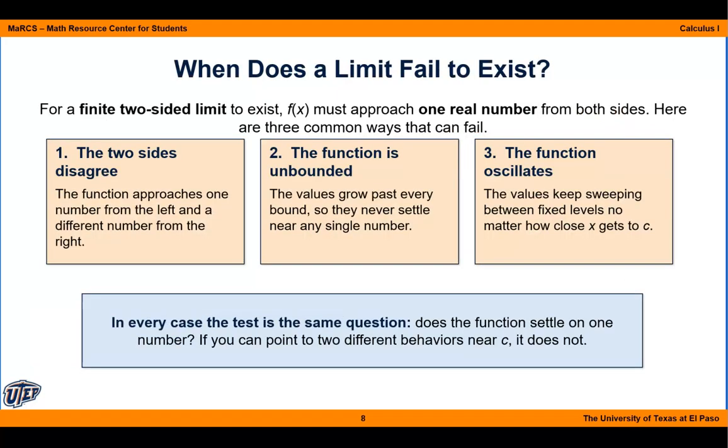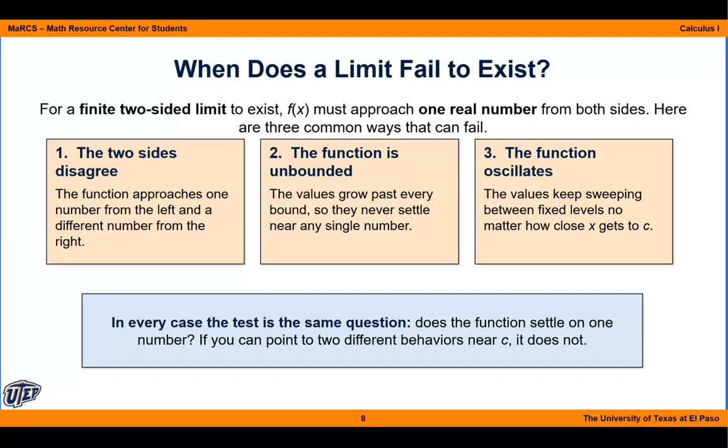For a finite two-sided limit to exist, the function must approach one real number from both sides. There are 3 common ways this can fail. First, the 2 sides may disagree. The function may approach one number from the left and a different number from the right. Second, the function may become unbounded. Its values may grow beyond every finite bound instead of settling near a single real number. And third, the function may oscillate. Its values may continue sweeping between different levels no matter how close x gets to the point.